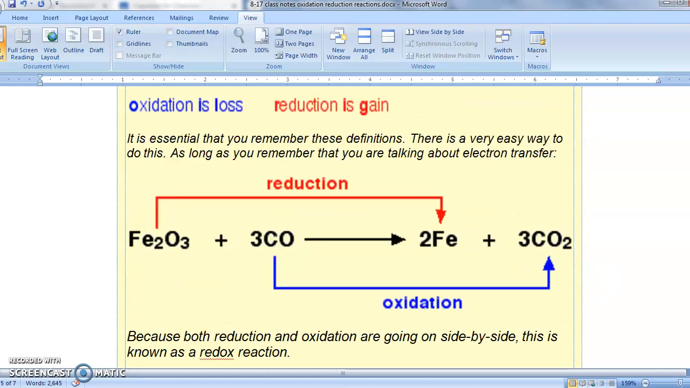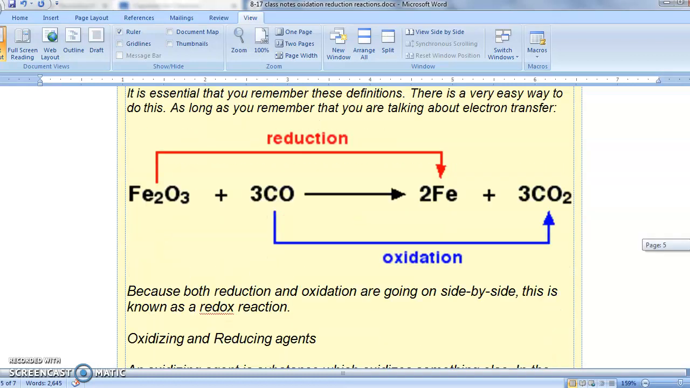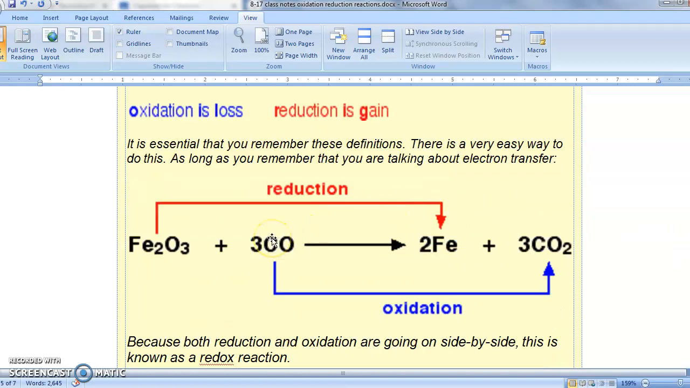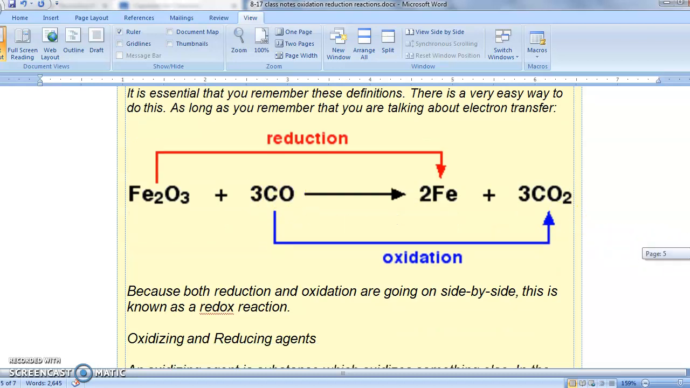Carbon monoxide right here. We're looking at the carbon monoxide on the left. Carbon went from +2 up to +4. The carbon was oxidized. That means carbon monoxide must be the reducing agent. So the substance that has the thing in it that was oxidized, the substance it was in, is the reducing agent.